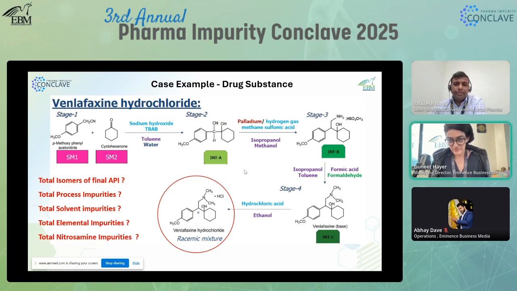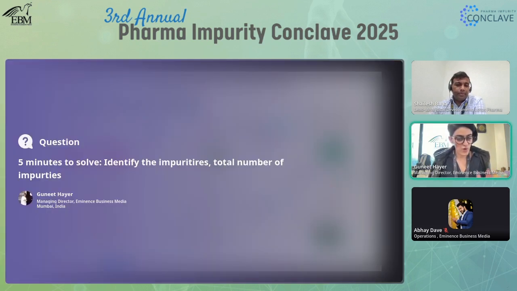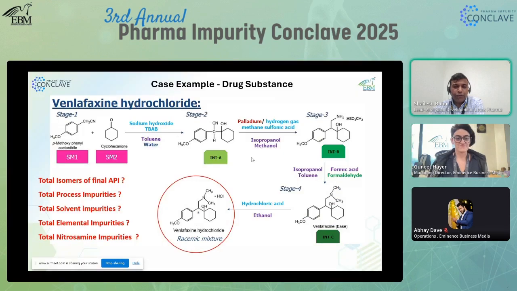Okay, so I am putting this as an announcement for all of you once again. 5 minutes to solve, identify the impurities, total number of the impurities. If everyone understood it, can you please give a thumbs up as an emoticon or put a message? Okay, everyone understood. All right, everyone is writing and typing, so we will give them 5 minutes so that we have everyone's answer, Shailesh. Thank you for supporting.